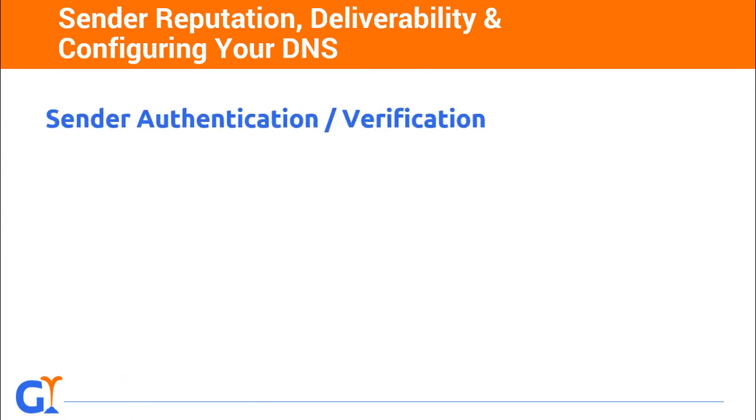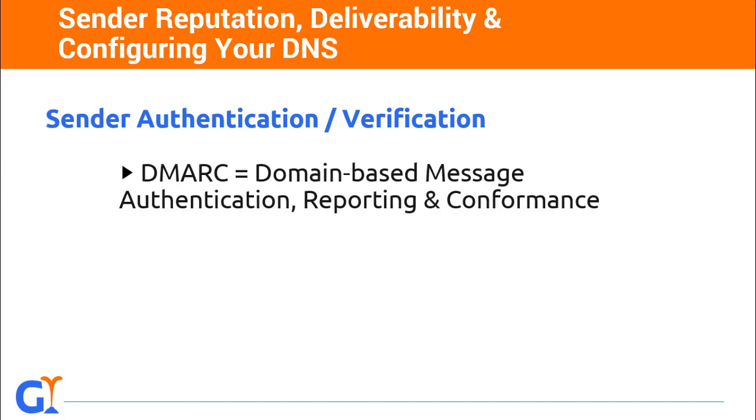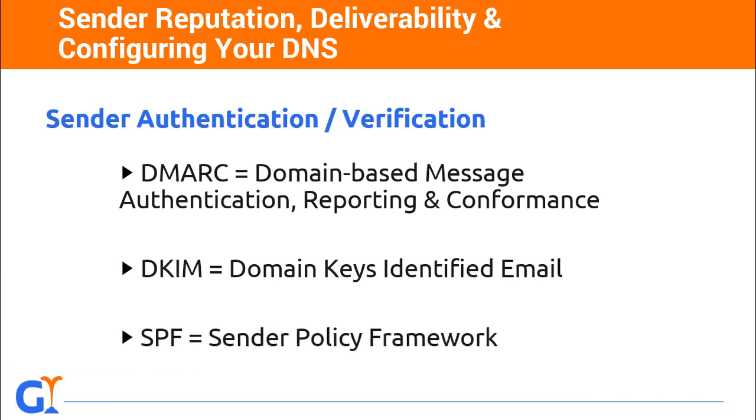Large email providers like Google and Yahoo face enormous challenges in fighting spam, phishing, and other nefarious emailing activities. In order to signal to these email providers you are authentic and who you claim to be, there are 3 common methods for verifying you as a valid email sender: DMARC, DKIM, and SPF.